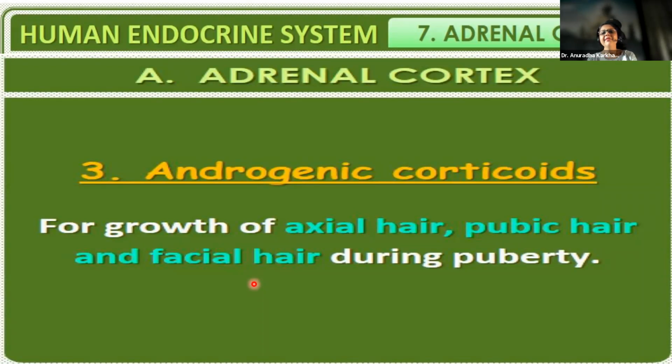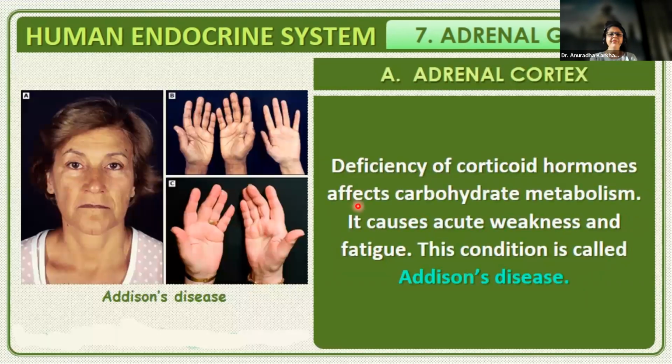I know you people. Anyway, so you understood about the adrenal cortex. Any difficulty with the adrenal cortex? Glucocorticoids, mineralocorticoids, androgenic corticoids, all easy. Okay. Now what happens over here?